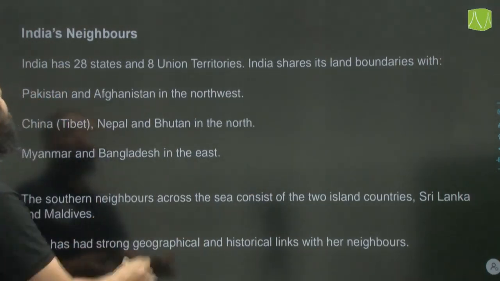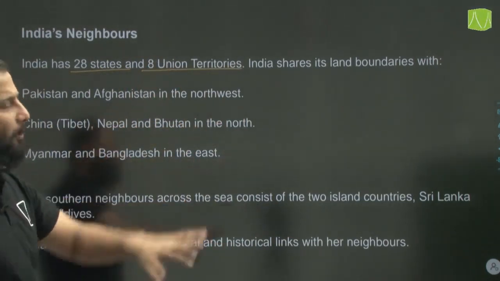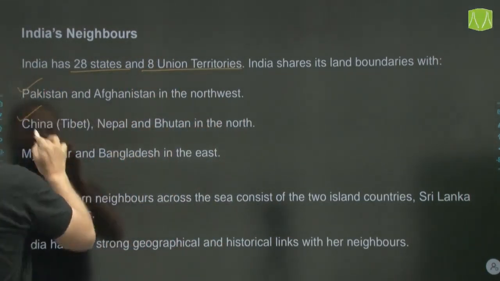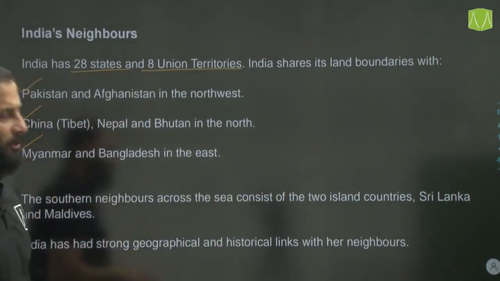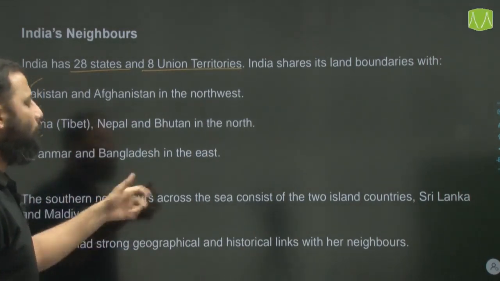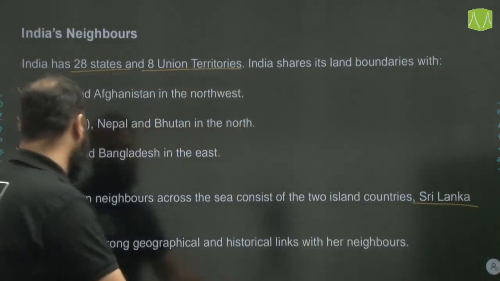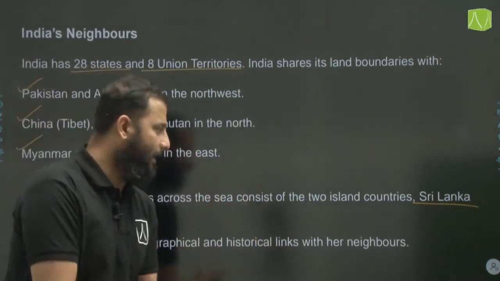India and its neighbors. India has 28 states and 8 union territories. India shares its land boundaries with Pakistan and Afghanistan in the northwest, China, Tibet, Nepal and Bhutan in the north, and Myanmar and Bangladesh in the east. The southern neighbors across the sea consist of two island countries, that is Sri Lanka and Maldives. And India has strong geographical and historical links with her neighbors.